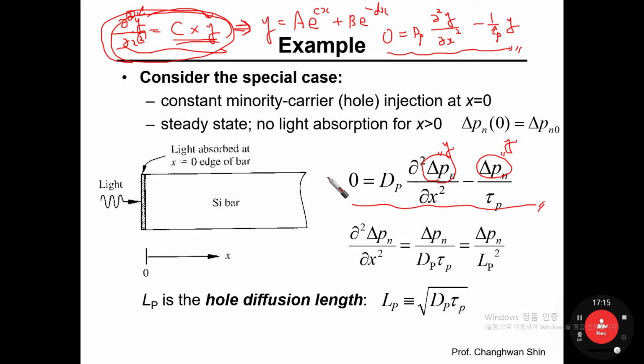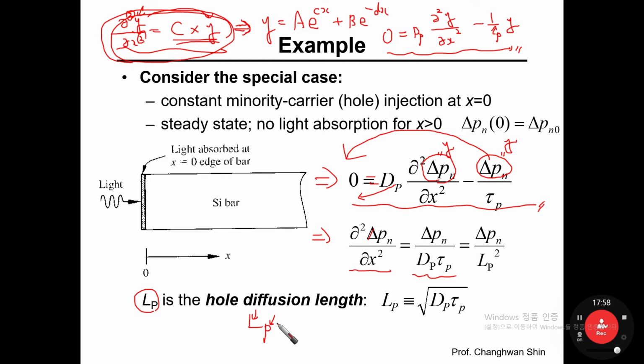So go back to the original minority carrier diffusion equation here. Instead of y, I'm going to use delta p_n as it is. So I'm going to rearrange the terms: the second derivative of delta p_n with respect to x is equal to, just move this term over. Then we're going to get this, and herein we're going to define one new term, say L sub p. L sub p means the hole diffusion length.